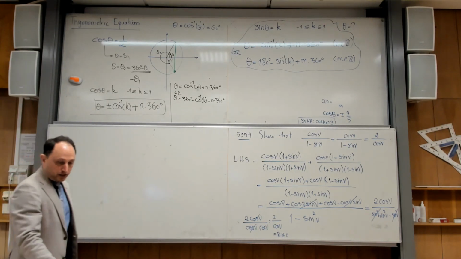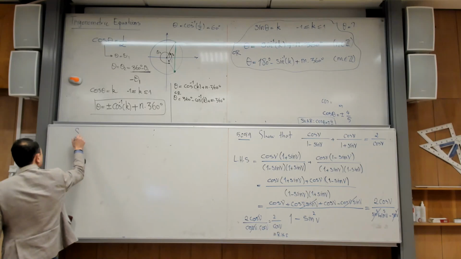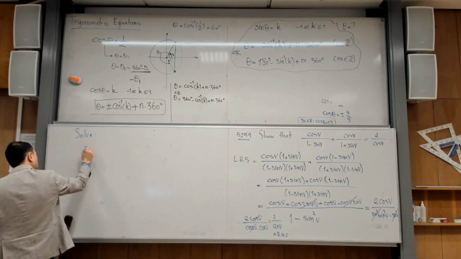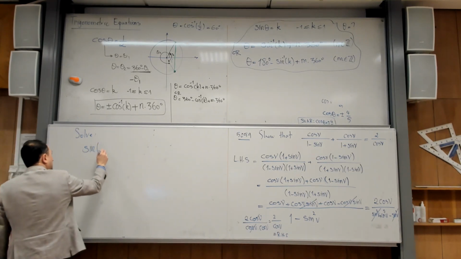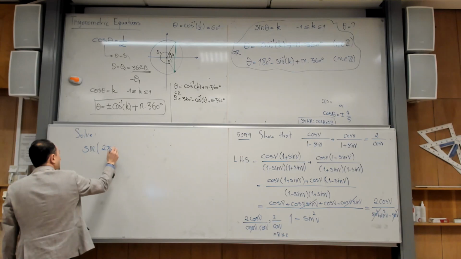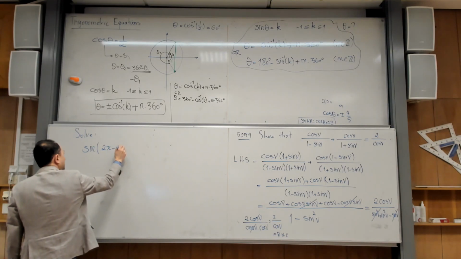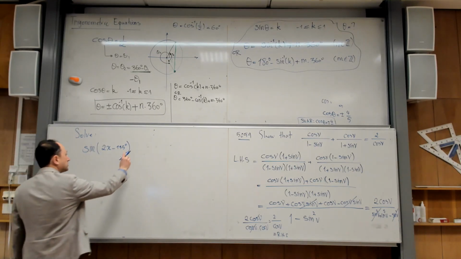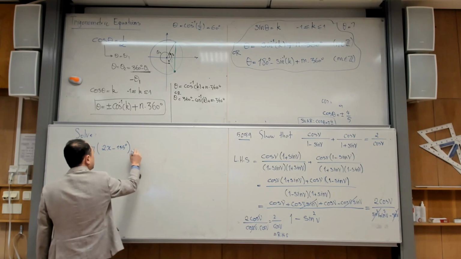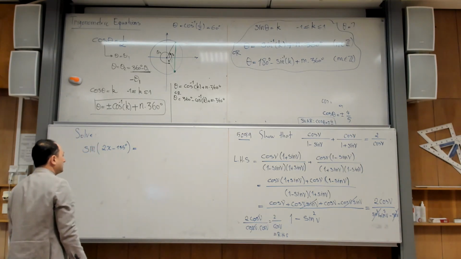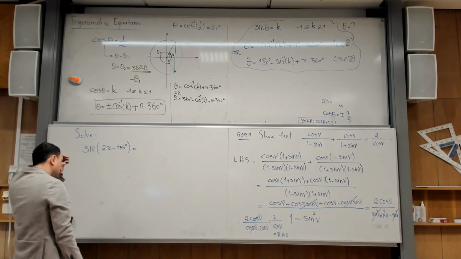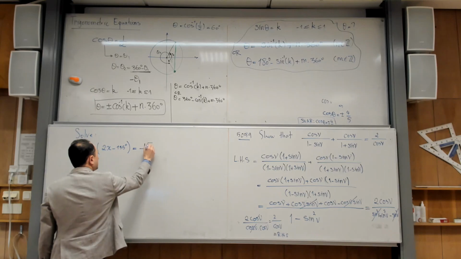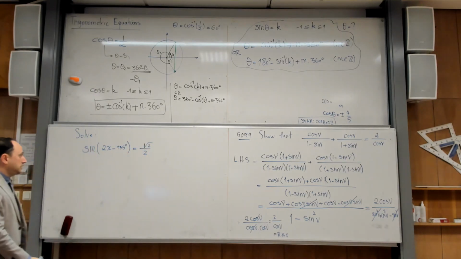So, let us solve this equation. Solve. This equation, let me write sine, for example, 2x minus 135 degrees is equal to, let me write a number that I have in my memory. I don't need the calculator in that case. So here let me write square root of 2 over 2. This is one of those numbers that I have in my memory.